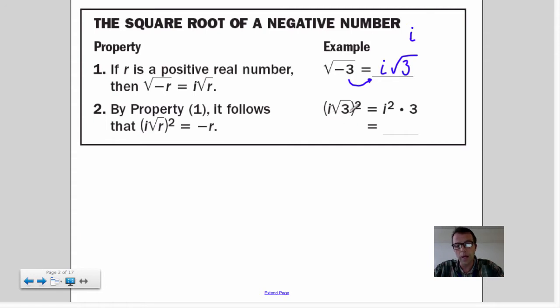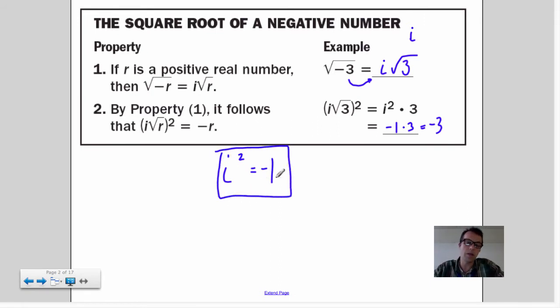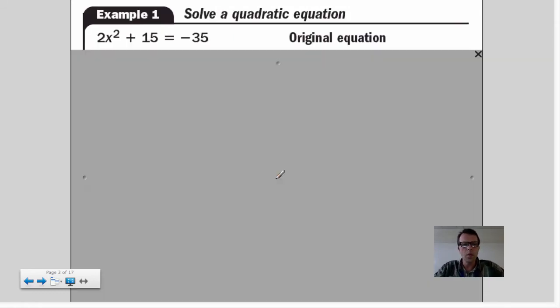Pretty neat. If I squared that number, we'd get i squared times 3, and i squared is actually equal to -1 times 3, and this would get you back to -3. So again, big property, maybe write that in your notes: i squared is equal to -1. And that's pretty amazing, right? You get this imaginary number i, and when you square it, you get a real number, -1. Let's walk through this example.